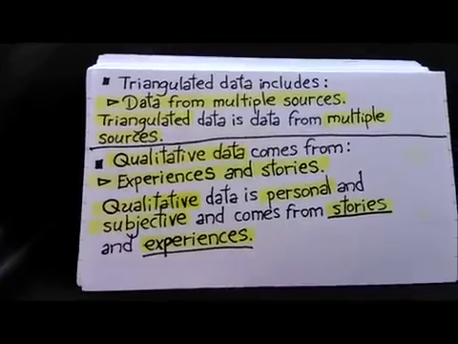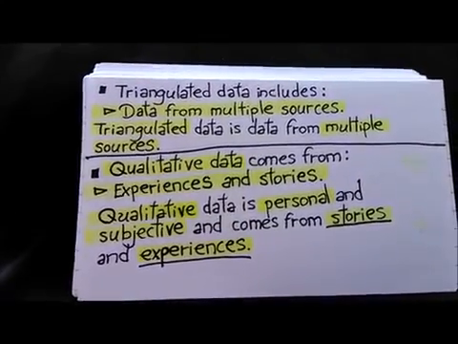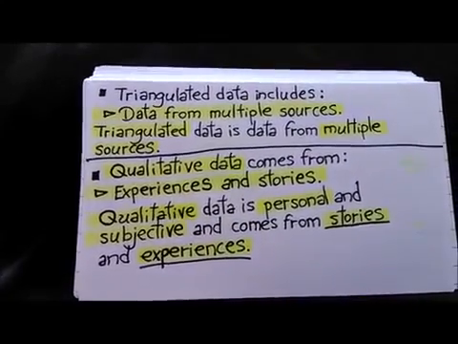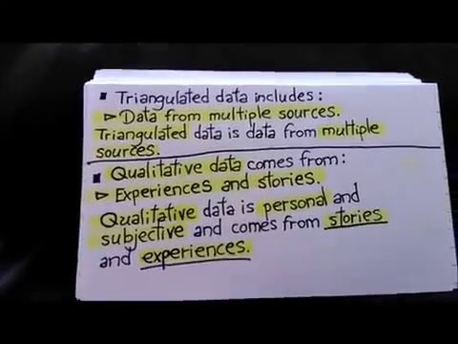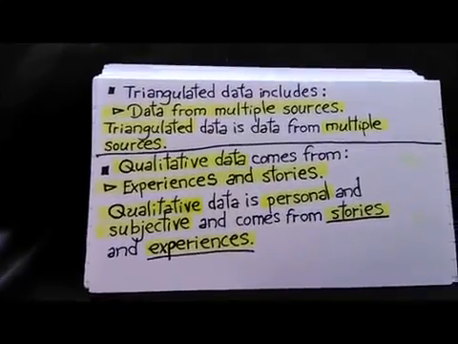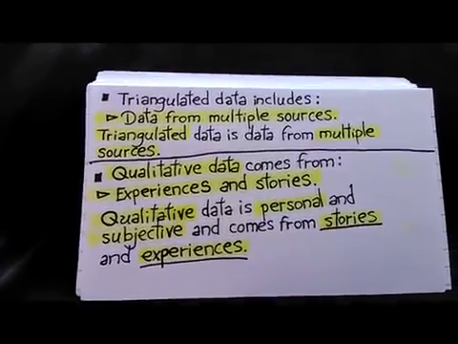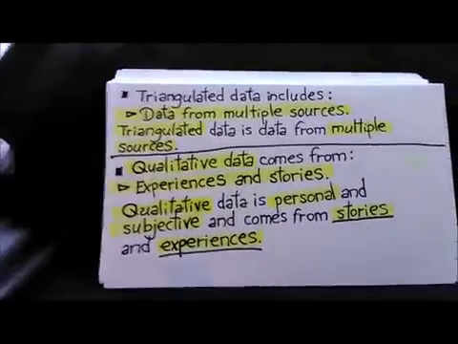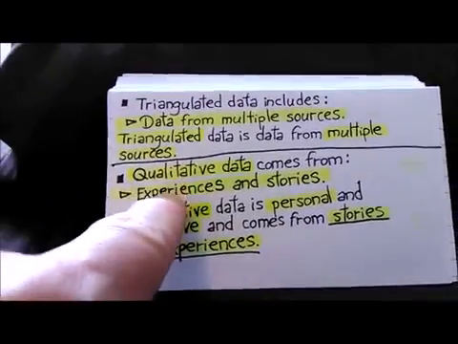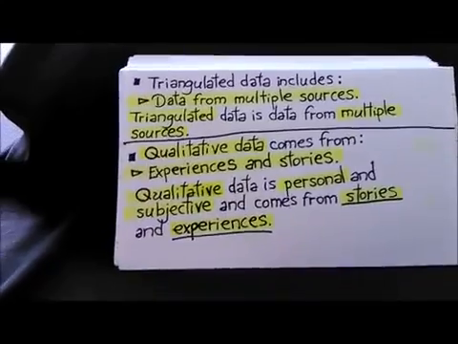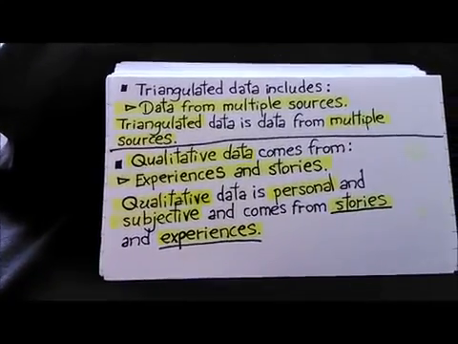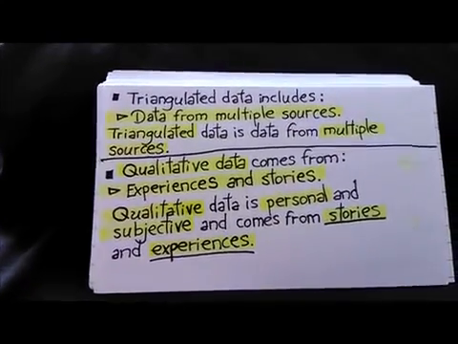Triangulated data includes data from multiple sources. Qualitative data comes from experiences and stories. Qualitative data is personal and subjective, and it comes from stories and experiences.